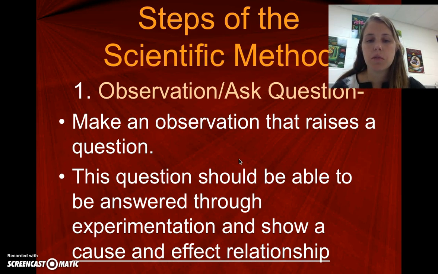Now, this question should be able to be answered through experimentation and should show a cause and effect relationship. So I can sit there and say, well, my plant is dead, so I wonder if it's the amount that I was watering that killed it. So the cause would be the amount of water, and the effect would be the life or death of my plant.